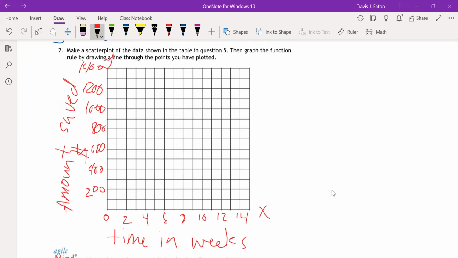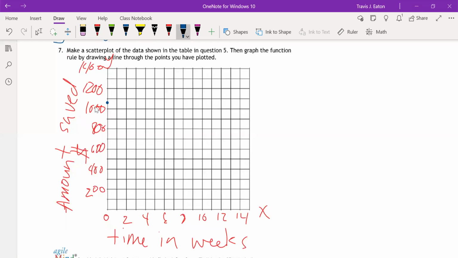I'm certain that you can do a much neater job on yours than I am doing here, because it is rather difficult. Now, like it says, they want us to make a scatter plot of this data. Remember, at 0 weeks, Manuel had $1,050. So halfway between those lines, I put my little dot there.